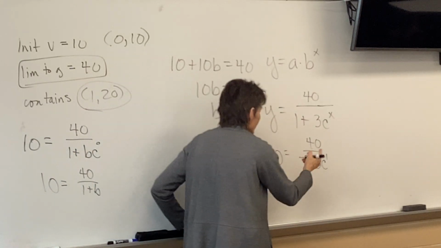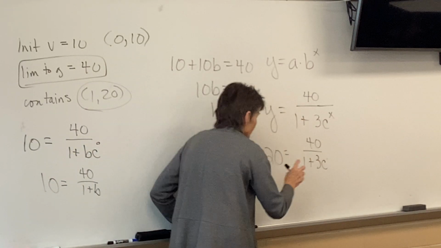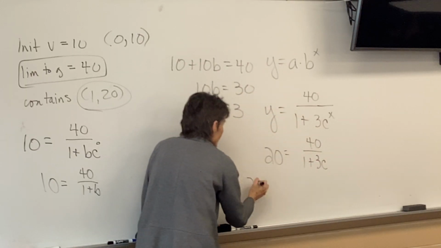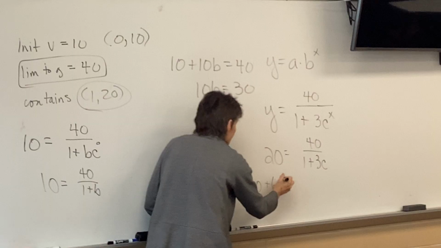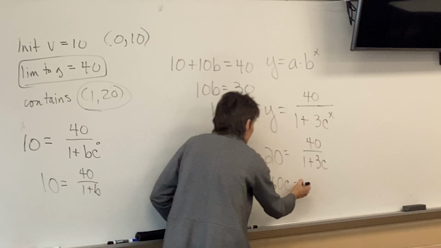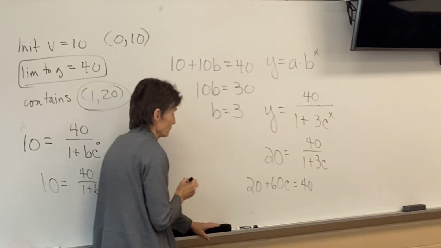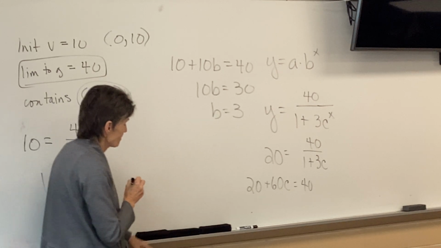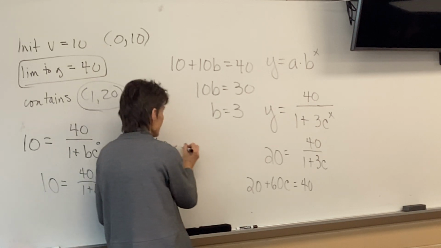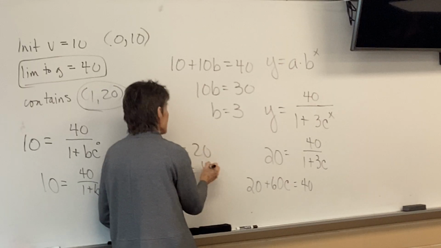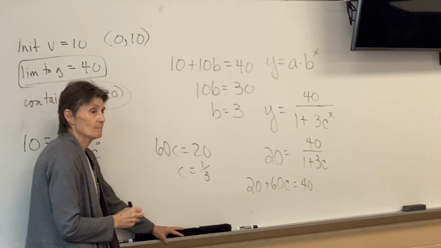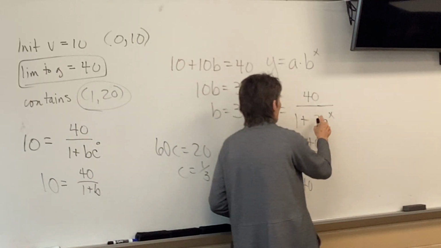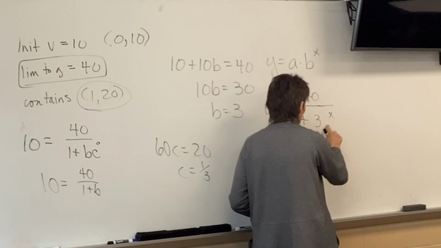So C to the first is just C. So multiply this over, so 20 plus 60C equals 40. 60C equals 20 and C equals 1/3. Then we have to finish it, actually. So then we'll come back to our equation, and we'll put 1/3 in right here.